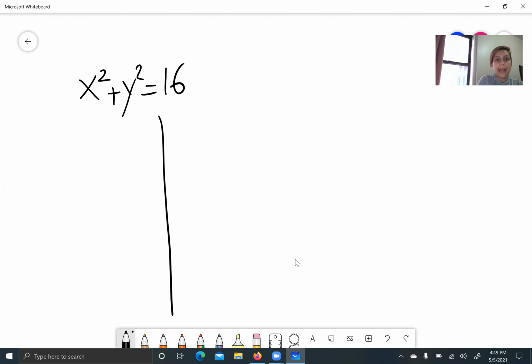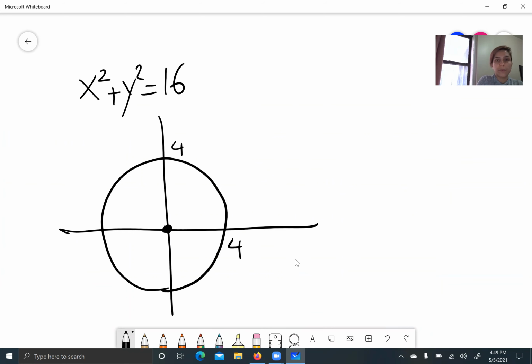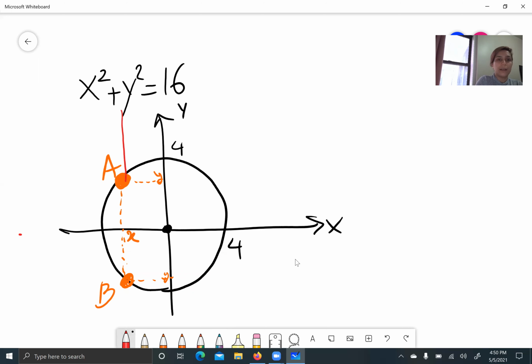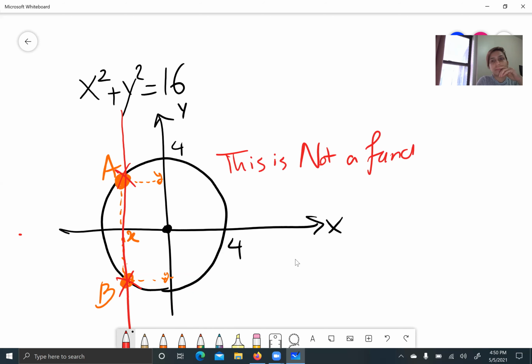That's the equation of the circle. And as you can see, it's a circle centered at (0, 0), radius 4. So this is 4, this is 4, x-axis, y-axis. For example, you have the point A and point B. They have the same x value, but they have different y values. So they fail the vertical line test, because if you draw a vertical line, it intersects the circle at more than one point. For that reason, this is not a function. Okay, so I think everybody agrees that the circle is not a function.